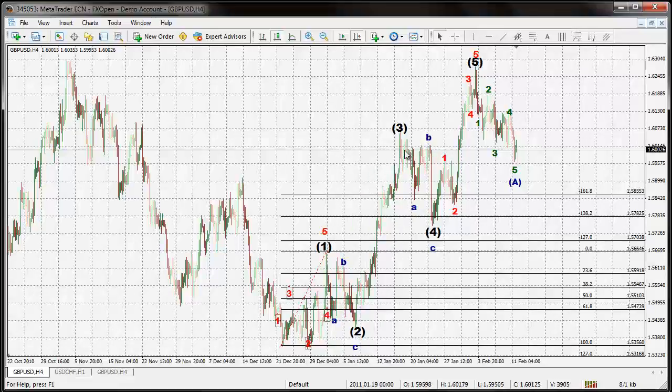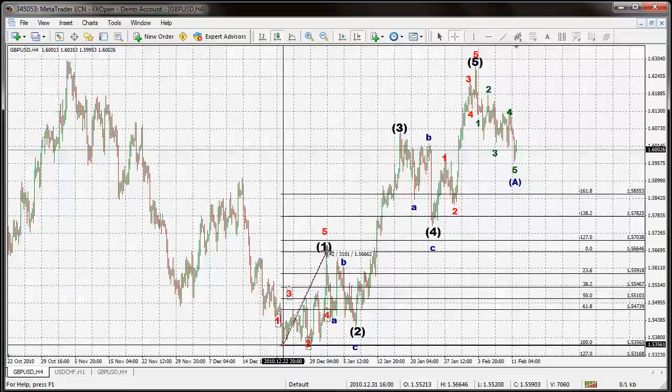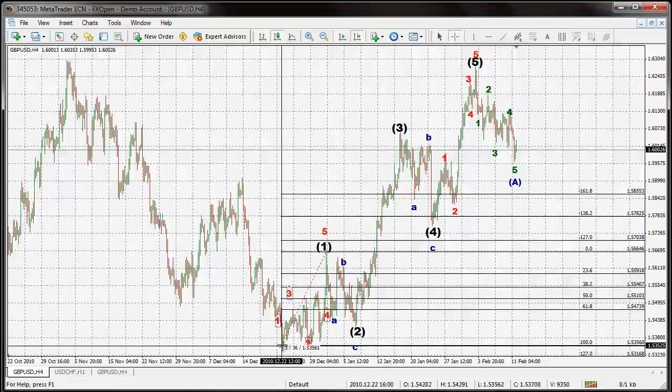I did have my wave 3 at that particular point, but when the market reached that high, I had to move my wave 3 up a little bit higher. But you're not going to get exact. Here, to show you, from this distance to here, it was pretty close. I think it was 315 pips, right? There we go, so 315 pips.